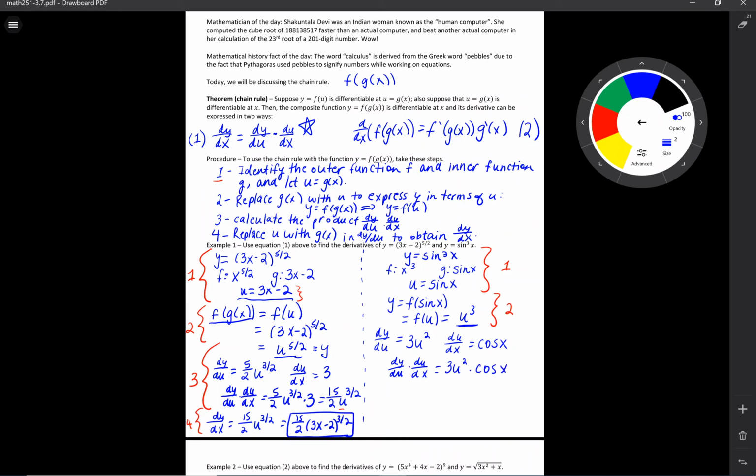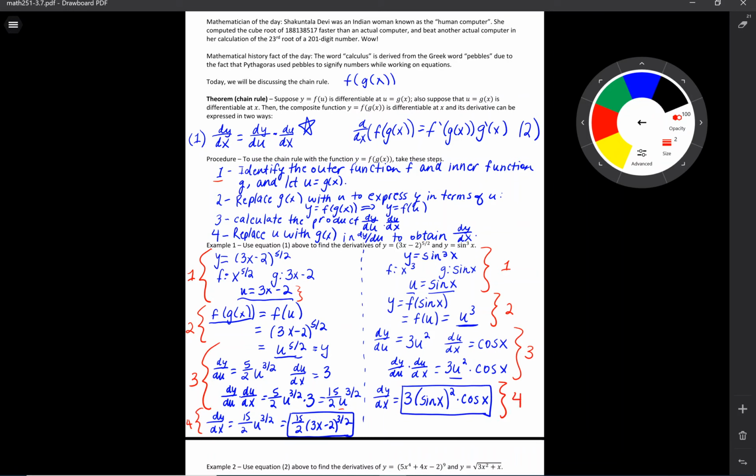I can't really simplify that anymore. That was step number 3, calculating this product. And then finally, I replace my u with what I set it equal to in the beginning. So I see that dy/dx equals 3. u was sine x, so I have 3 sine x squared times cosine x. And this is my derivative. This last step is step 4.